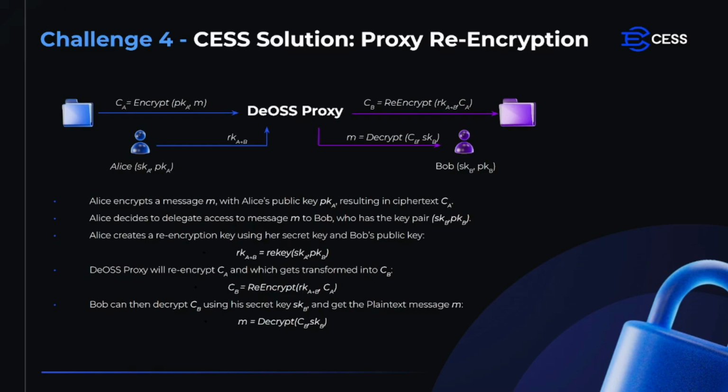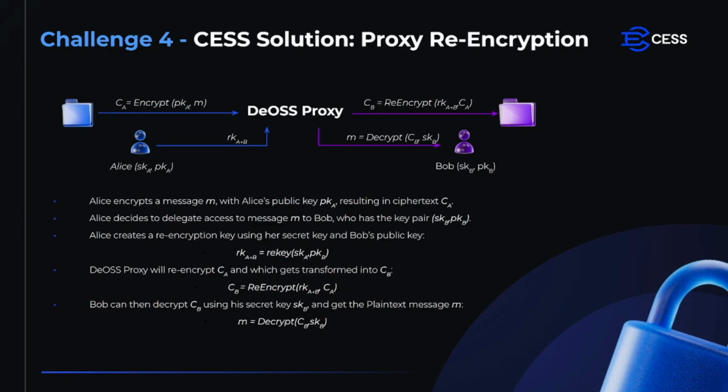To illustrate how this works, we'll walk through an example involving Alice and Bob. Imagine Alice wants to send a confidential message to Bob, but only wants Bob to be able to access it while keeping the message encrypted in transit. Here's how proxy re-encryption technology facilitates this process.